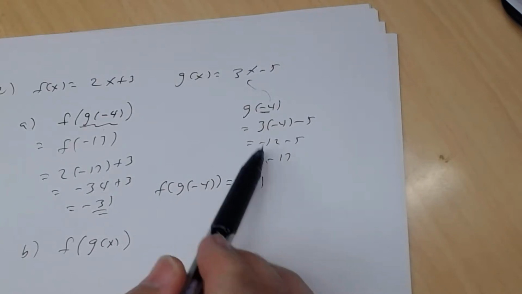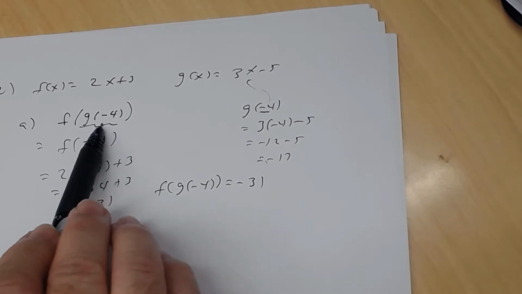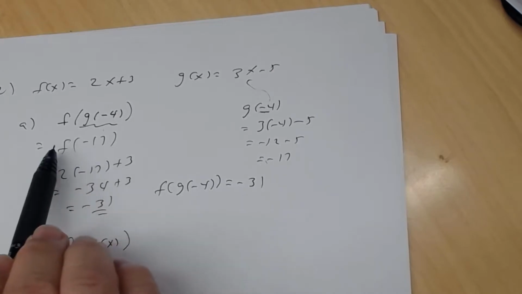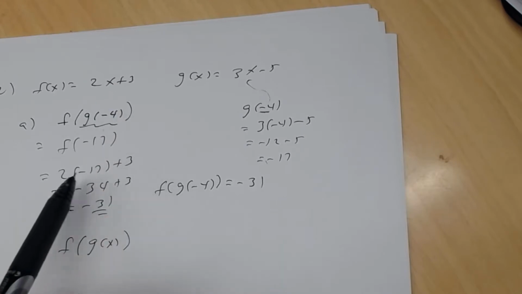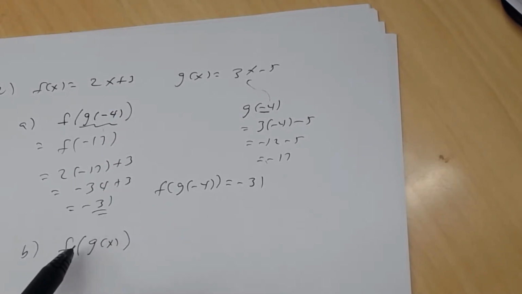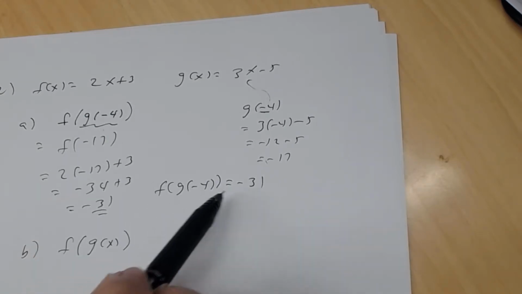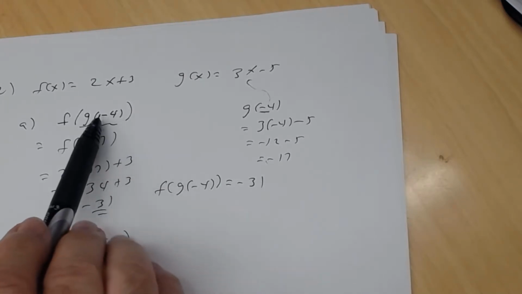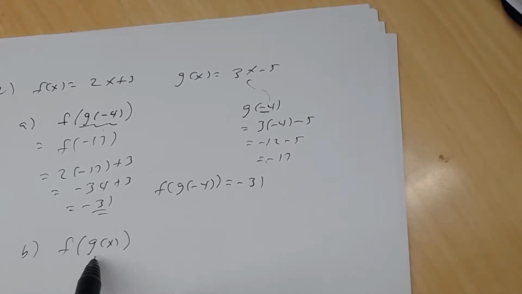Then I took that and put it back into whatever g of negative 4 was equal to. So g of negative 4 is equal to negative 17. Then I take negative 17 and put it into the function f, and I get 2 times negative 17 plus 3, and I ended up with negative 31. So f of g of negative 4 is equal to negative 31. Now, whenever I substituted real numbers into these, I ended up with real numbers. Here, though, that's not the case. I'm substituting g of x.